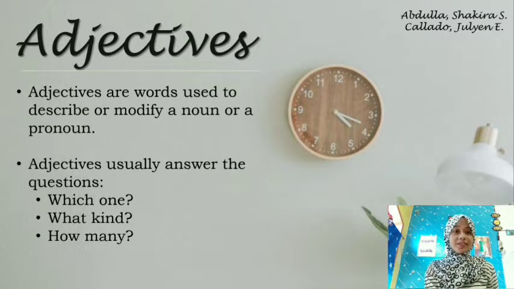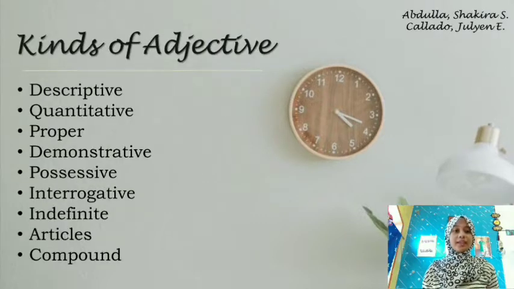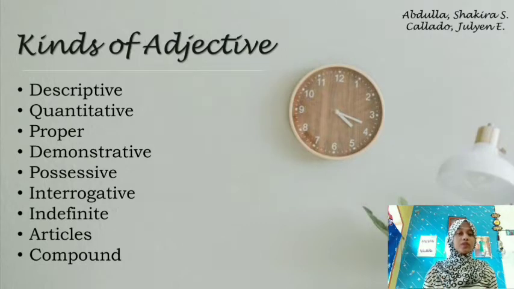Adjectives usually answer the questions which one, what kind, and how many. We will know later on how adjectives answer these questions. Let me introduce you first to the 9 kinds of adjectives. We have descriptive, quantitative, proper, demonstrative, possessive, interrogative, indefinite, and articles.